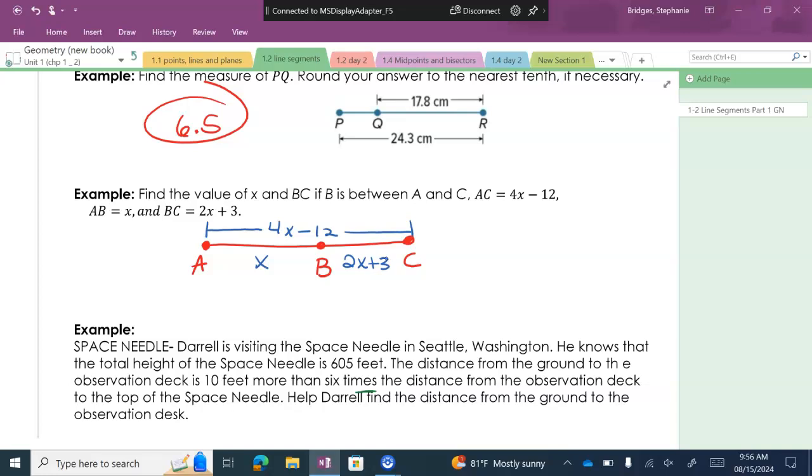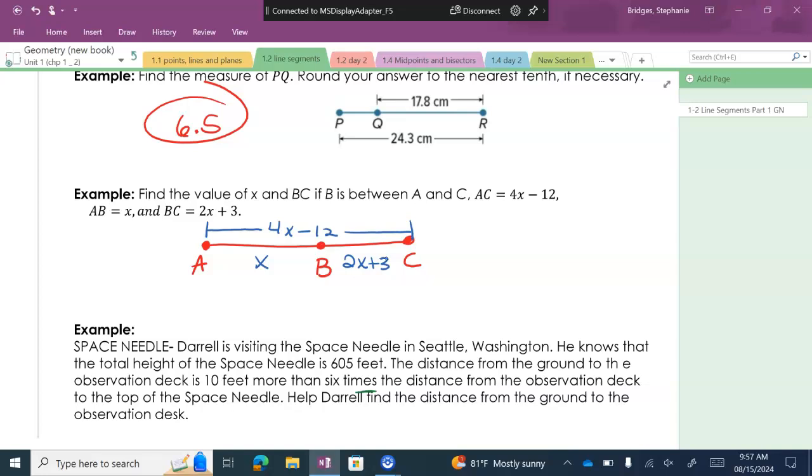What's my long segment? AB, BC, or AC? AC. And what did they tell me that length was? 4x minus 12. Okay. And then my two smaller segments, AB and BC, we have a length of those two, right? Now, if I have x, that means I have to have an equation so I can solve it. What do you think?